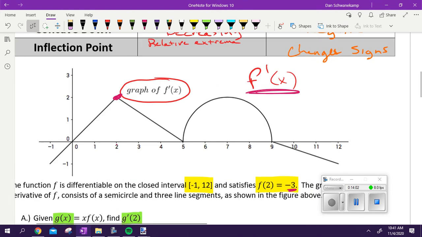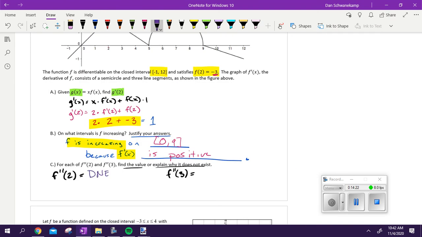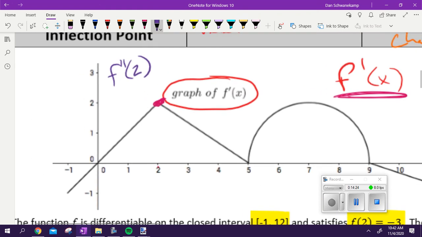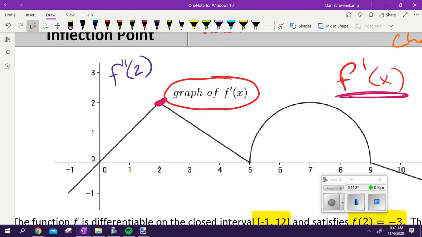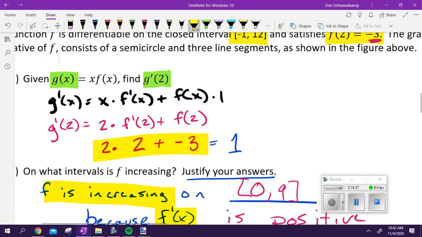What is F double prime at 2? Show me with your fingers. It is not 0. It is undefined. It does not exist. What am I looking for on this F prime graph to talk about F double prime? The slope. And I want to know the slope at 2. Can I find the slope at a corner point? No, so that's my answer.